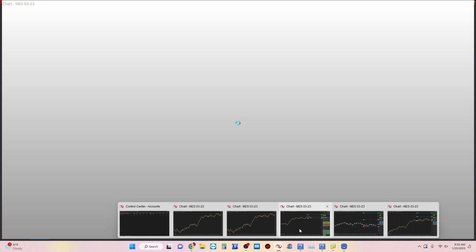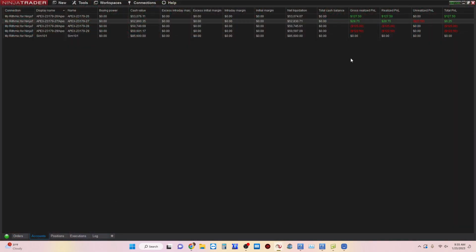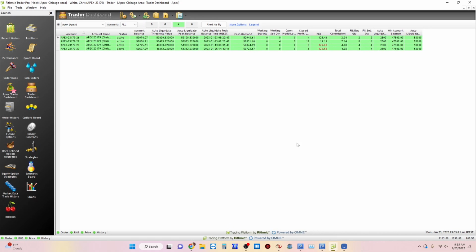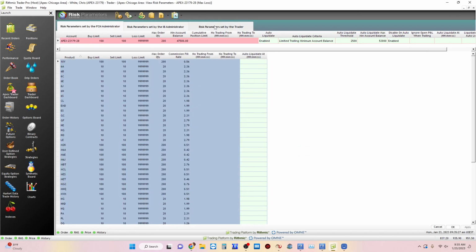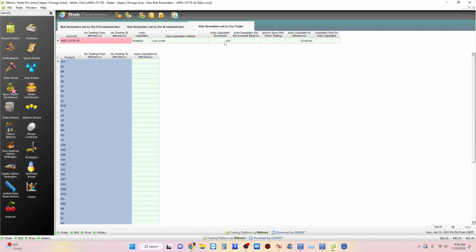Let's see. Oh, you know what? So those two accounts. So here's another practical. It's the risk parameter area, and it was a parameter set by me, auto liquidate threshold. So this is roughly 2% loss on the account per day, and we hit the auto liquidate threshold, and we automated it to where we could live to fight another day. And that's fine by me.